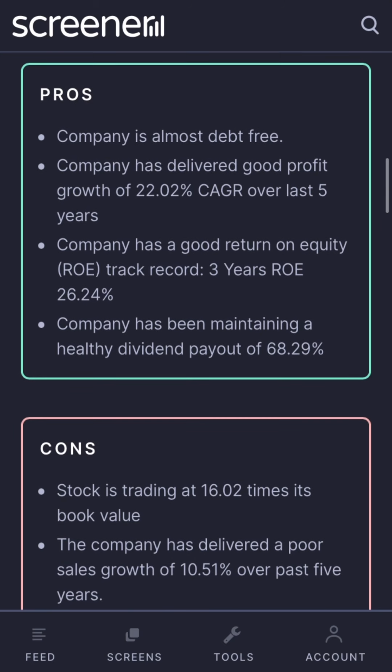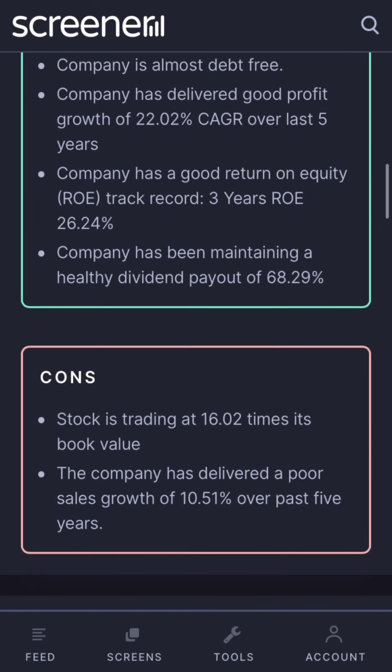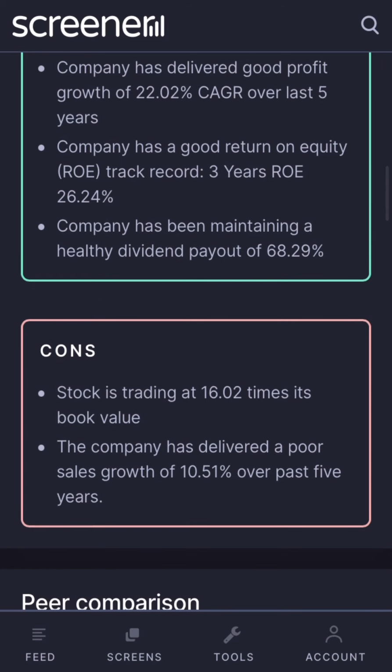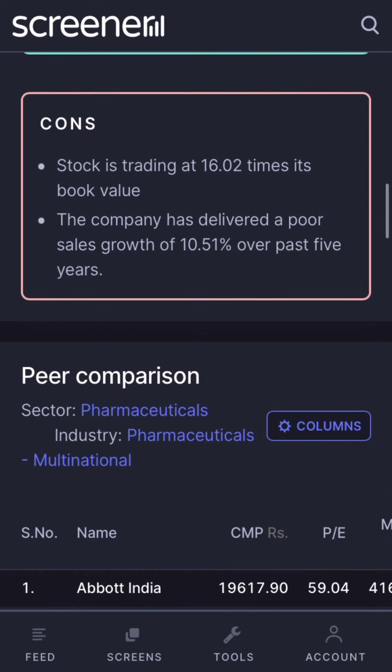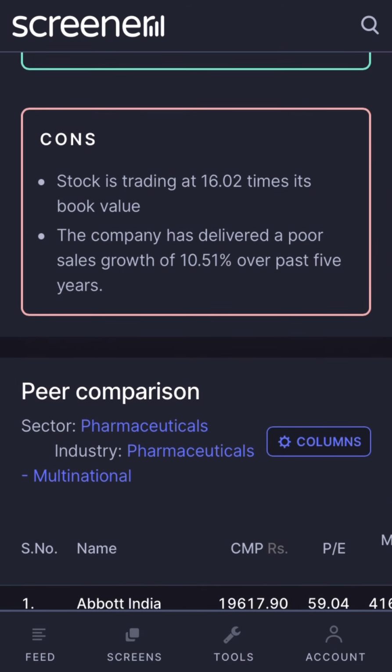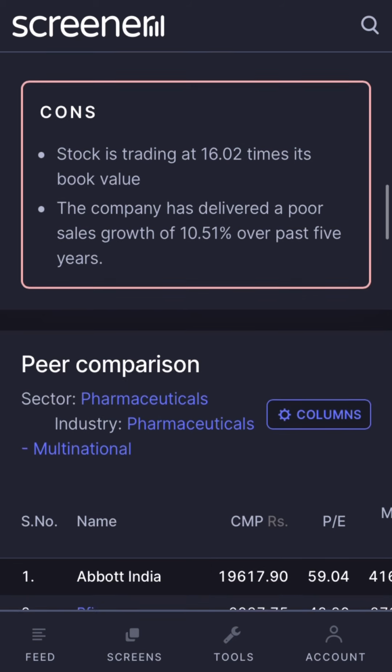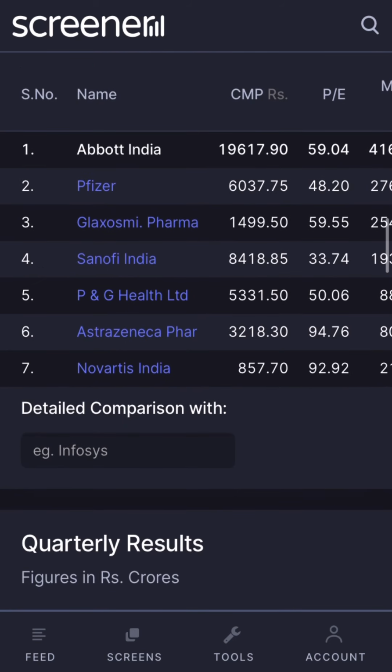The company is almost debt-free, delivers good profit, has good return on equity. The company maintains a healthy dividend payout, 68%. The only problem is the company is trading at 16 times the book value and has delivered poor sales growth. You can read more details about Novartis India and what other companies are doing the same business.